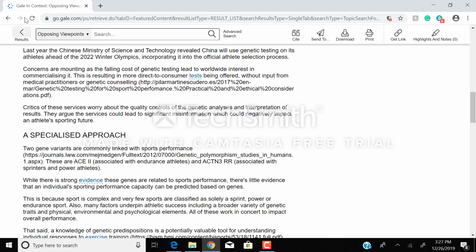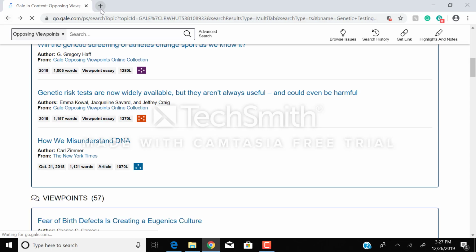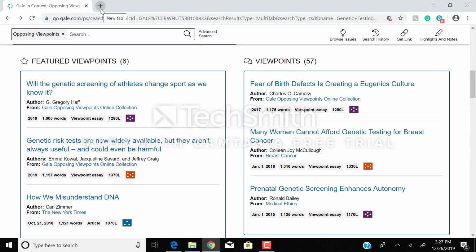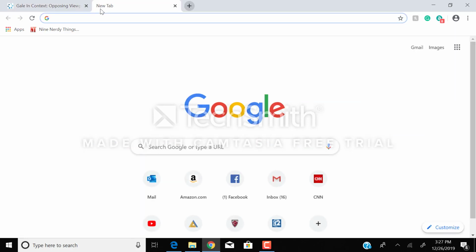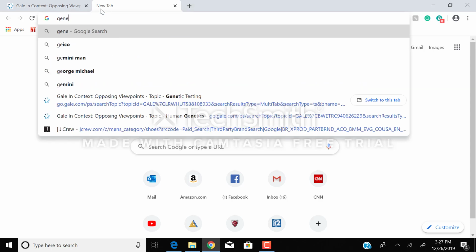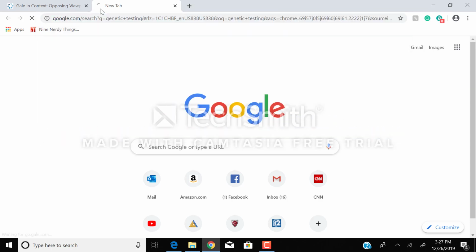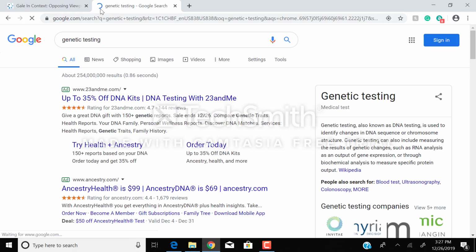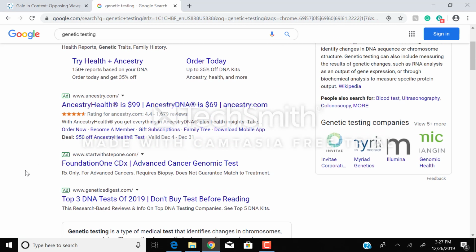All right. Now, imagine that you don't have access to this database, or you just want to start off at Google, which many people do. So we're going to type in genetic testing. Okay. When you're out in the wild west of the internet, you still need to go through those four criteria, the CRAP test, and determine what it is you're looking at.